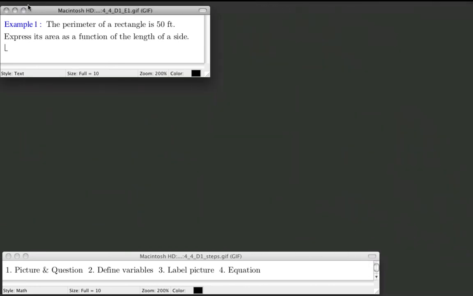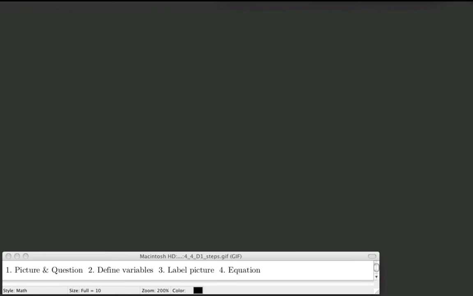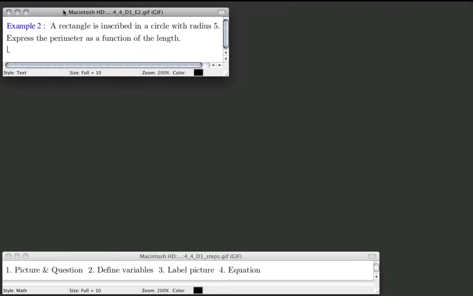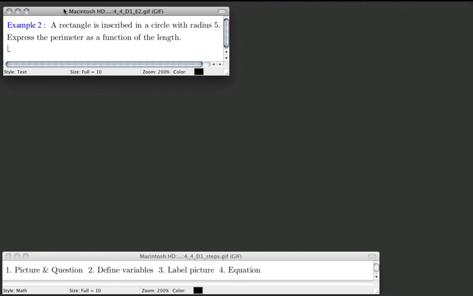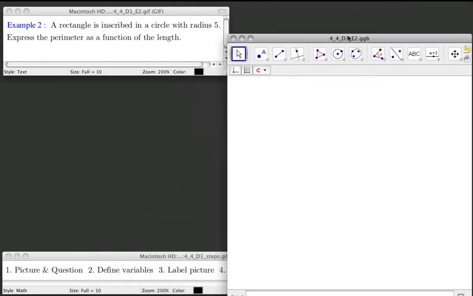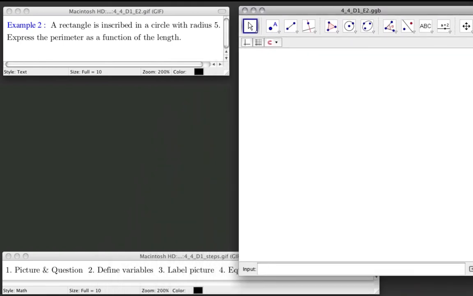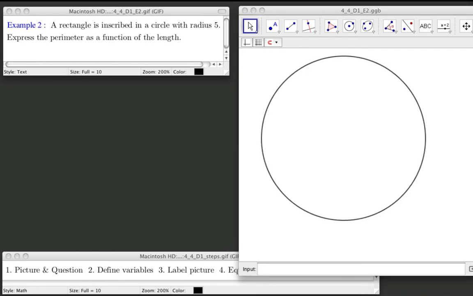So the second example involves another rectangle. This time, however, it's inscribed inside of a circle with radius 5. So again, I think I need a diagram. I'm going to draw a circle. To show that my radius is 5, I need to find the center. But I also need to put a rectangle inside the circle, and people get inscribed and circumscribed confused. If it says in a circle, the rectangle is inside the circle, I think I need that rectangle.